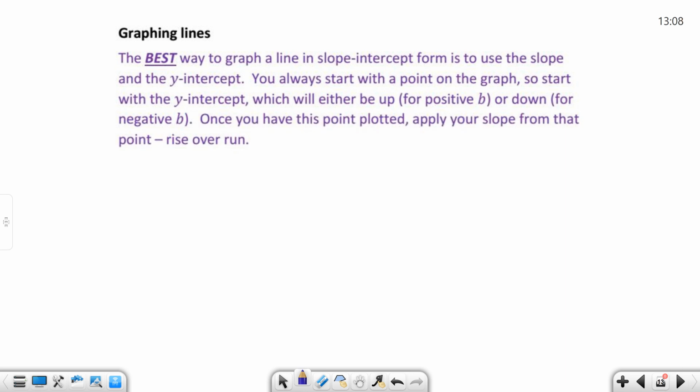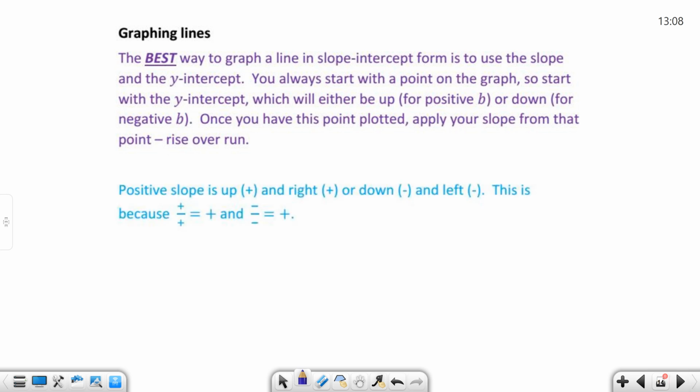And then once you have this point plotted, apply your slope from that point with rise over run. Okay? Rise over run. And in my video where we graph these, we'll talk about if you have an integer like -5 or 7, you put it over 1 so that you have the rise over run. You never answer over 1, but you think about it over 1 to do that.